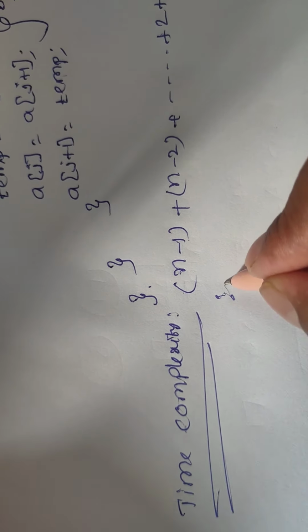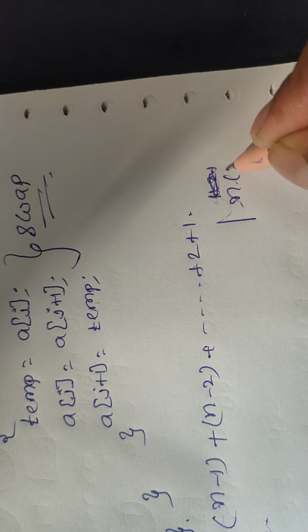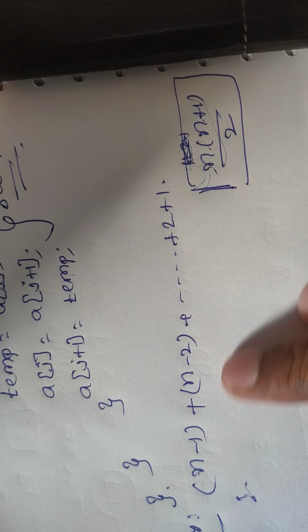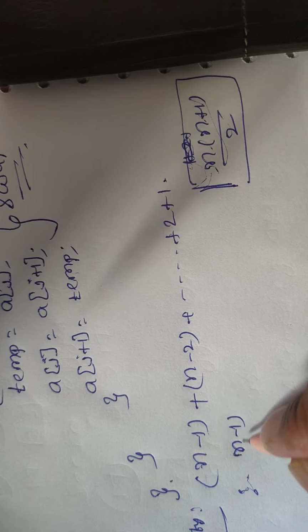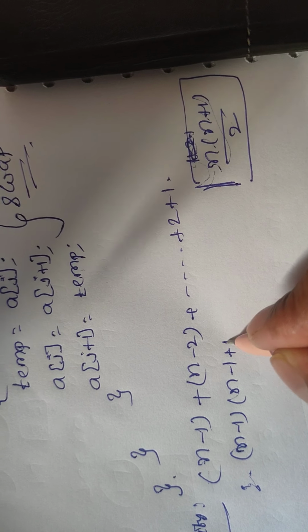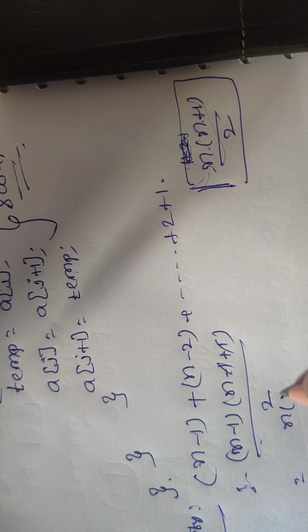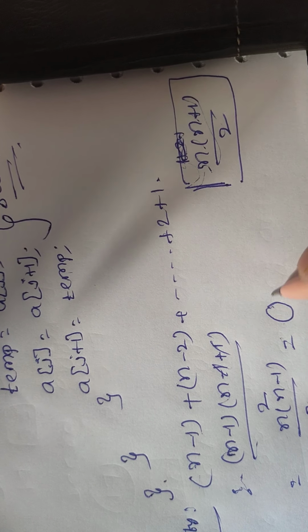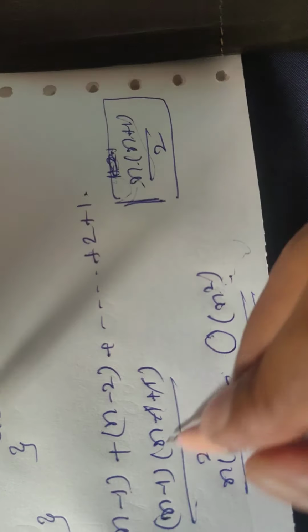So what is the formula for this? 1 plus 2 and so on, the natural numbers formula is n into n plus 1 divided by 2. This is the sum of natural numbers. But here what is n? The ending point is n minus 1. So just replace n with n minus 1: n minus 1 into n minus 1 plus 1, divided by 2. That equals n into n minus 1 divided by 2. This is simply called big O of n square. This is the time complexity for bubble sort.